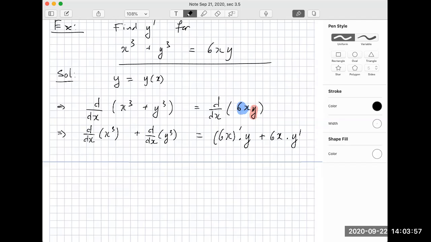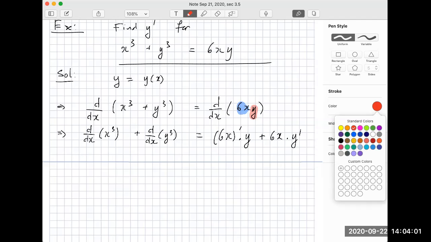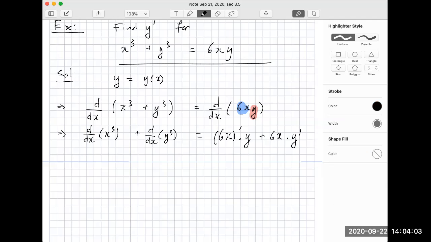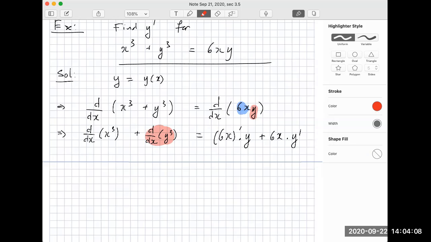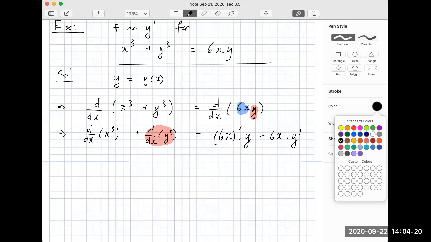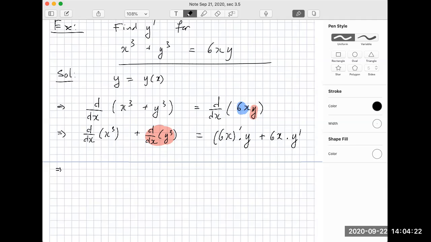So now, okay, and one more thing. Here, this guy, we should use the chain rule because y is a function of x, right? Do you see it? So we should be very careful. Before doing that, we need to compute the derivative of x cubed, and what is it? Perfect. 3x squared.